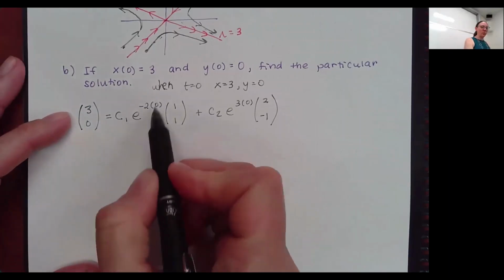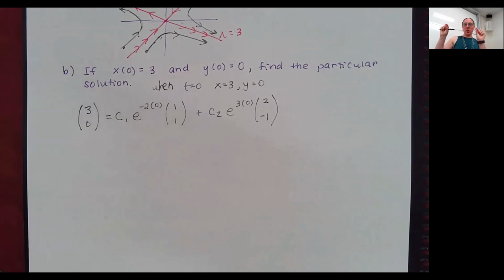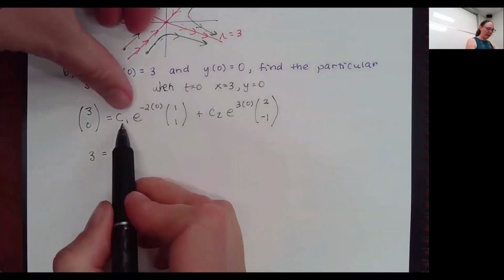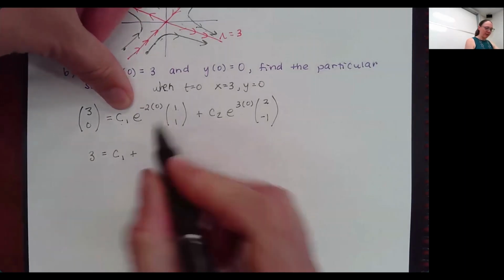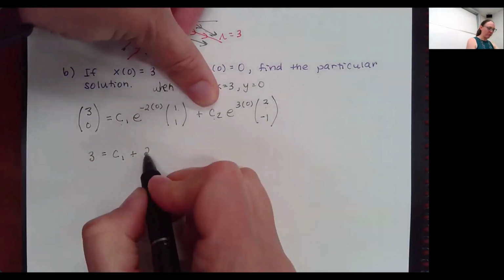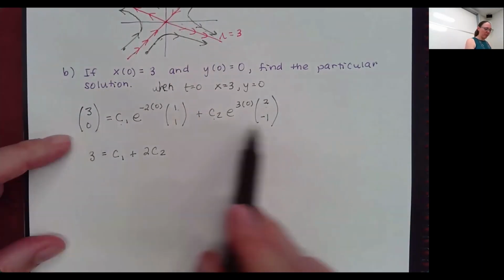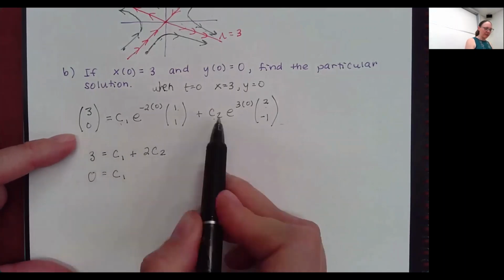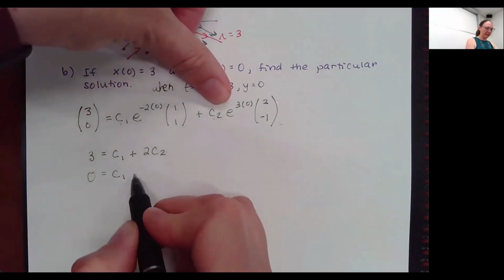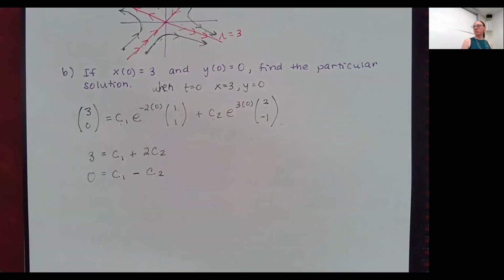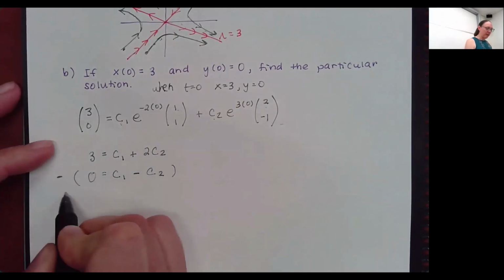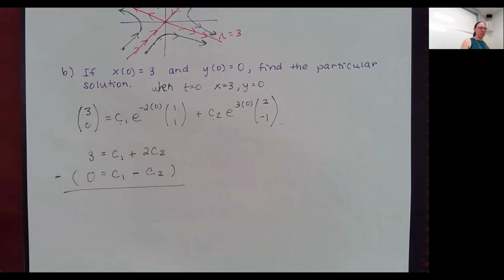Since e to the 0 is equal to 1, I'm just going to read across the top row. So I would have 3 is equal to c1 times 1 plus c2 times 2. And then reading across the bottom row, 0 has to be equal to c1 times 1 plus c2 times -1, or minus c2. And now I can solve that however I want. I'm going to choose to subtract the second row from the first row.